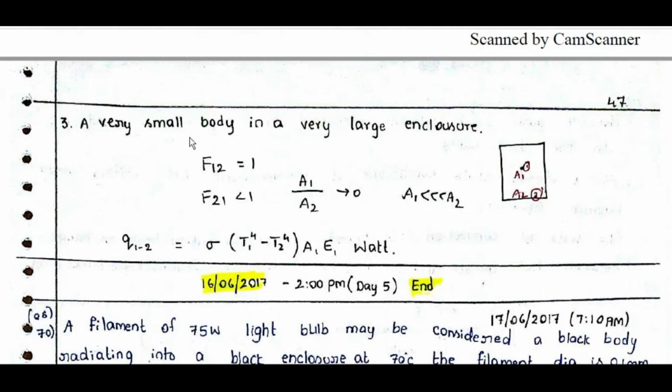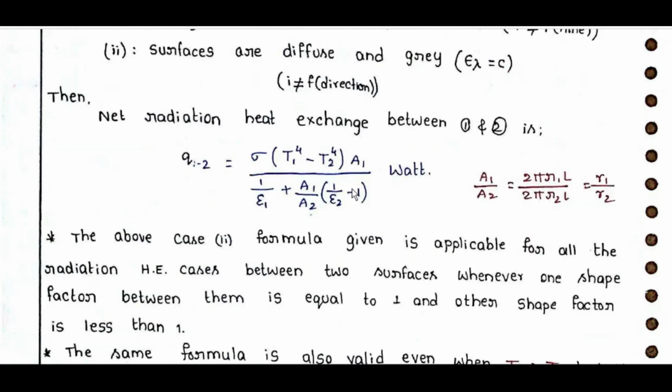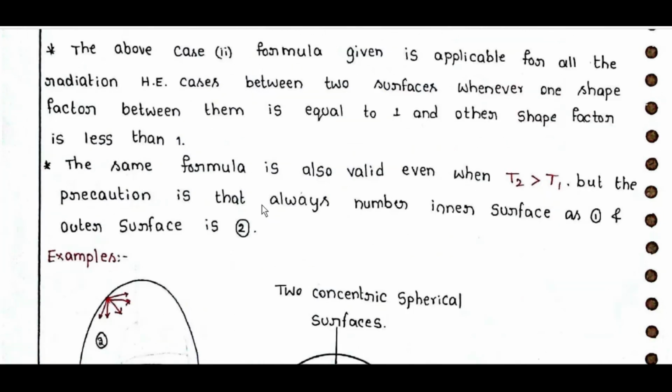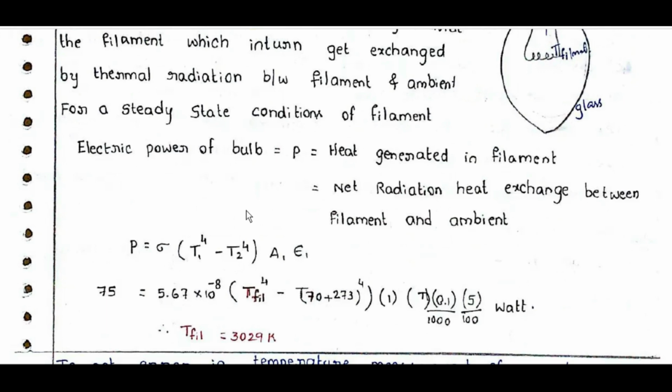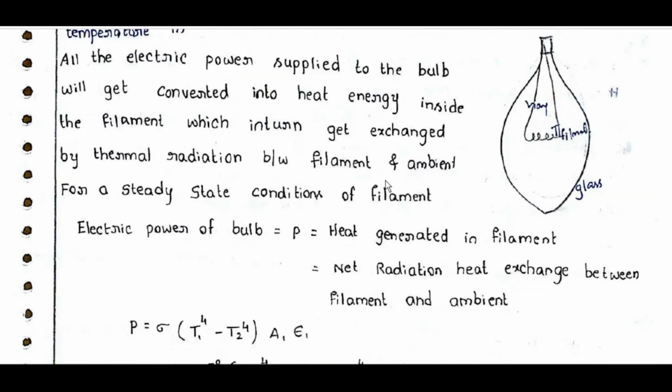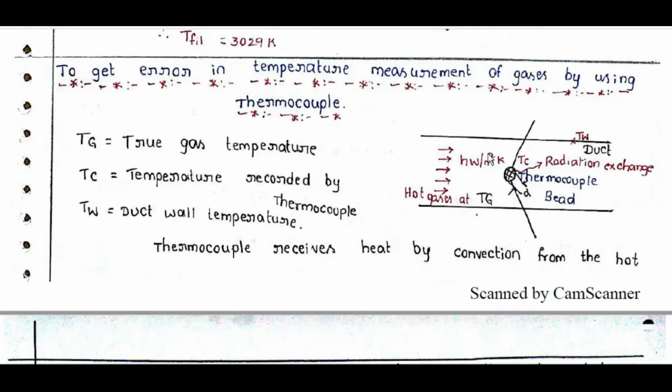A very small body in a very large enclosure: F12 is equal to 1, F21 less than 1, A1 by A2 tends to 0. Q12 is equal to sigma into T1 power 4 minus T2 power 4 into A1 into epsilon 1. The whole term goes to 0 as A1 by A2 is almost equal to 0. For the filament, sigma T1 power 4 minus T2 power 4 into A1 epsilon 1. Here epsilon 1 and A1 should be of the inside body.